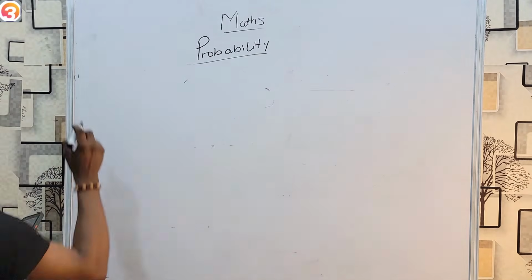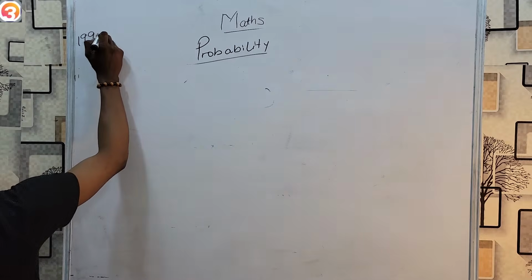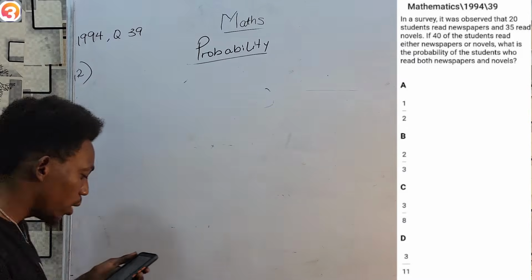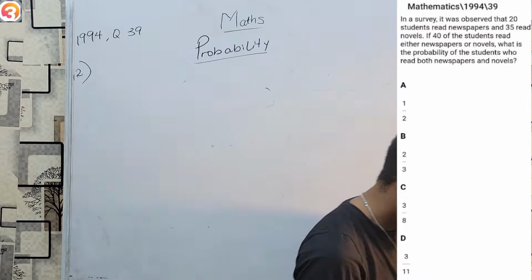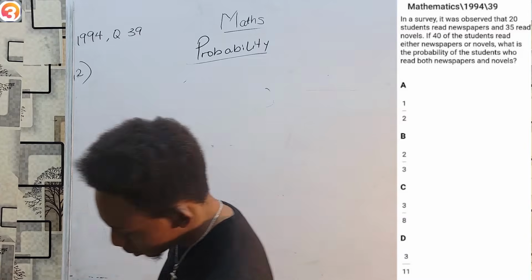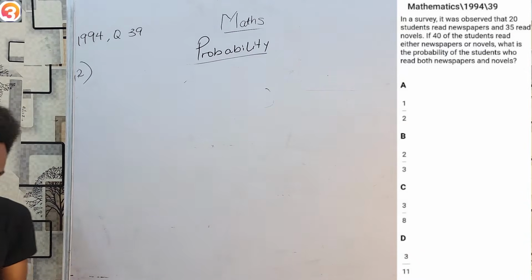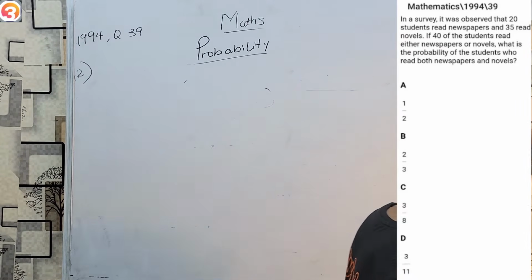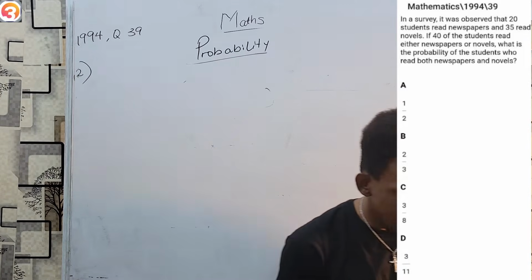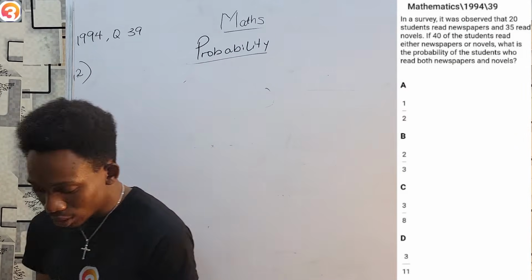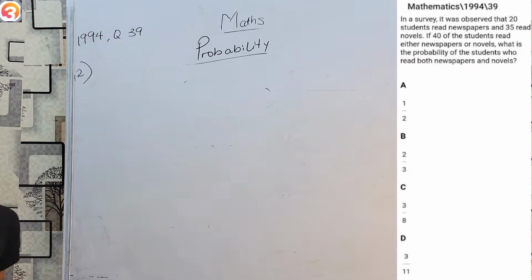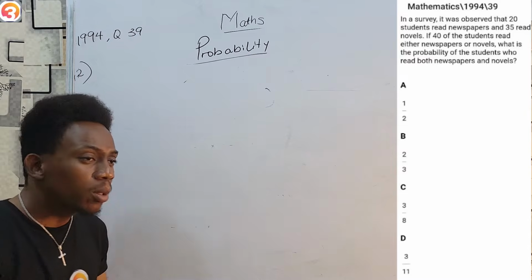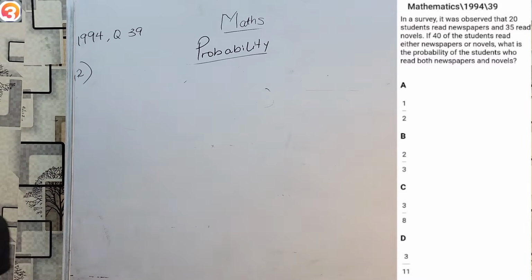For our next question, this one comes from the year 1994. This was question 39. For this one, it was said that in a survey, it was observed that 20 students read newspapers and 35 read novels. If 40 of the students read either newspapers or novels, what is the probability of the students who read both newspapers and novels?